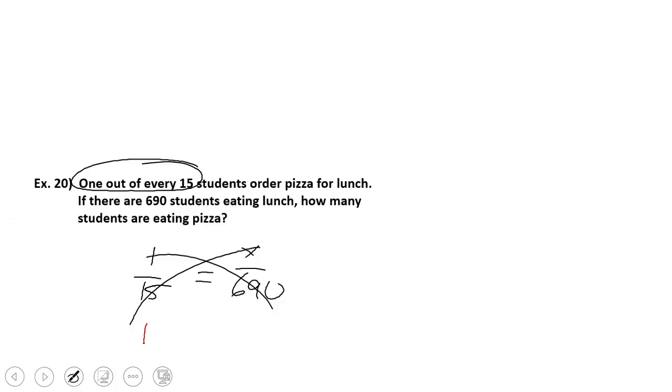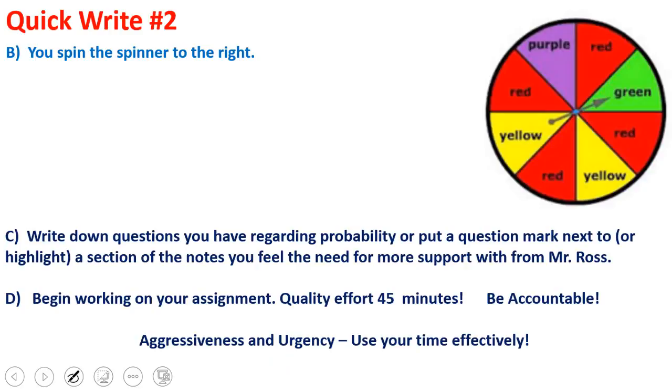So 15 times x is 15x equals 690. Dividing by 15, we would end up with 46 students probably eating pizza. And how many pizzas would you have to buy if each kid gets a slice? That's something that the cafeteria would use to do math, ordering pizza and figuring how many they'd need to cook each day. Very good. All right, so that ends this video.